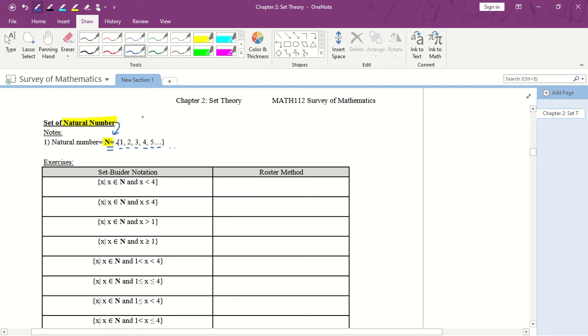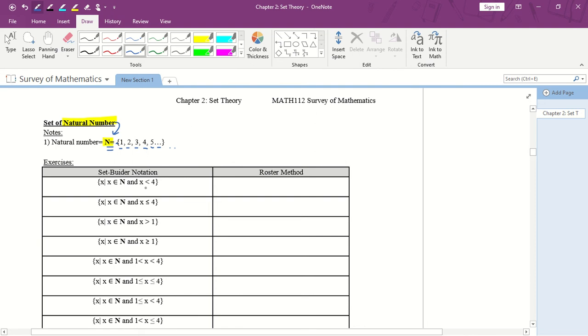However, let me just brief you for a while that the natural numbers are actually a finite set. We'll be discussing that later on, so it's okay. We just look at it here first.